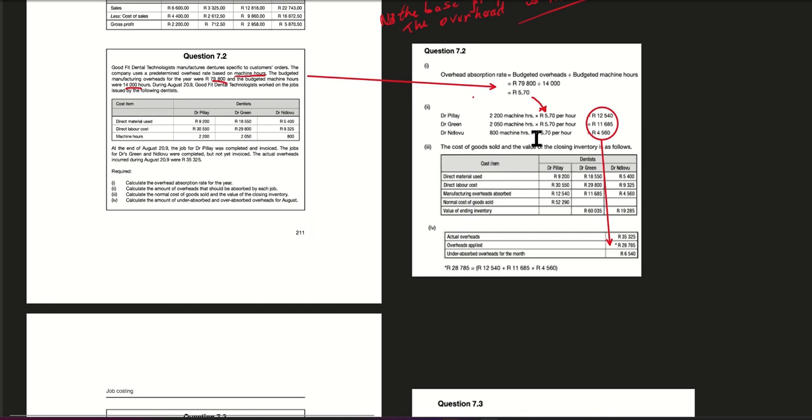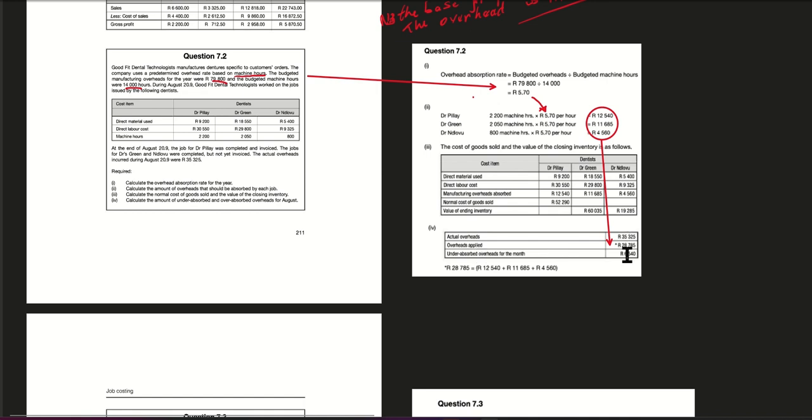So in this example, there are different doctors: Dr. Pillay, Dr. Green, Dr. Ndlovu, and all of them we can say are put into a sort of production, right? We need to look at the actual machine hours for us to determine the overhead. So for Dr. Pillay, it's 2,200 machine hours, which will be multiplied by our overhead absorption rate, which will give us a total. So the total of all these is the overhead that was applied.